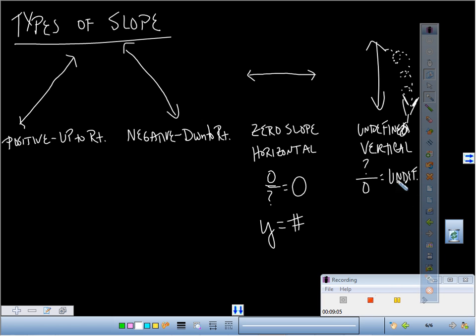Nope, we're not looking for a solution. We're just looking for a number. But you can't find one. Will my calculator tell me it's undefined? It's not going to say undefined. It's going to say error, division by zero, because division by zero is not defined. So, how would I write the equation of this line? X equals the number.